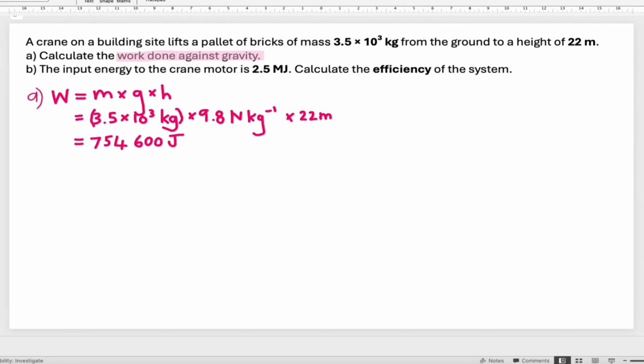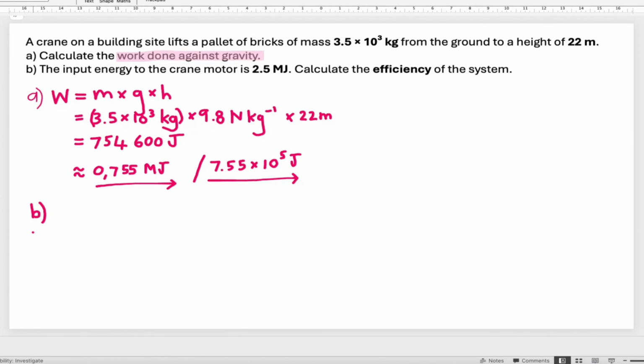Now we have to state it neatly and we have to convert it to megajoules. So we can say that the work done is equal to 0.755 megajoules. Or it can be 7.55 times 10 to the power of 5 joules if you want to write your answer in joules. Okay, let's move on to B.